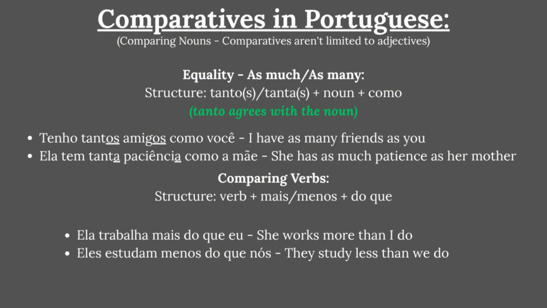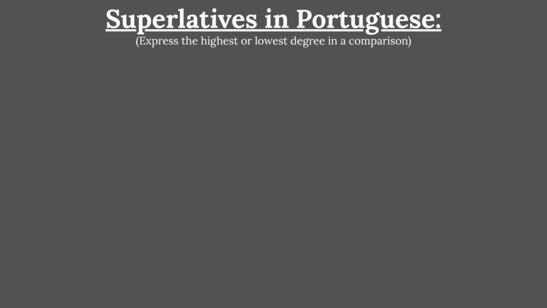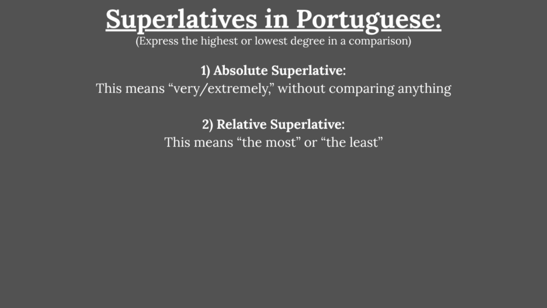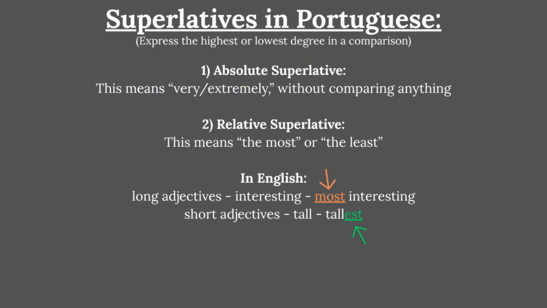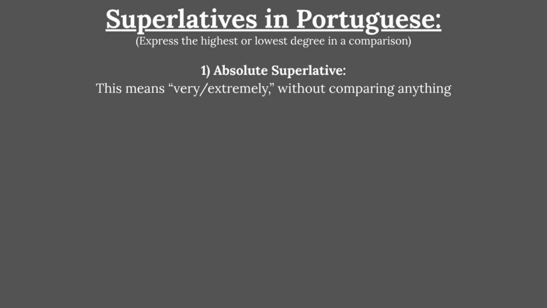After comparatives, it's important to see superlatives, which express the highest or lowest degree in a comparison. In Portuguese, there is a distinction between two types: an absolute superlative, meaning very or extremely, and a relative superlative, meaning the most or the least. While English adds letters to short adjectives and uses an intensifier for longer adjectives, Portuguese has a different pattern. An absolute superlative is used without comparison to others, and there are two ways to make it.